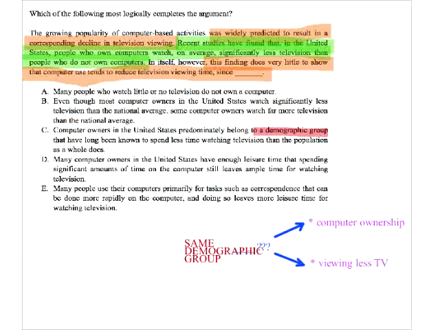Just like saying women are the ones who usually volunteer and women are the ones who usually live a long time. Therefore, it's just being women. So demographic group means like a certain social class or something like this. People who belong to some social class are more likely to have computers, and they are also more likely to watch TV less. So C does that and is therefore the correct answer.